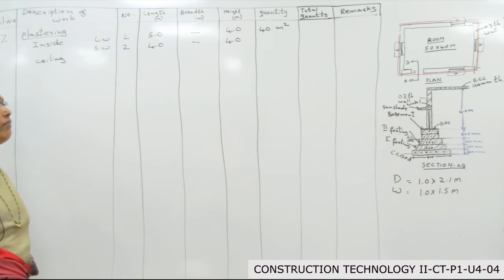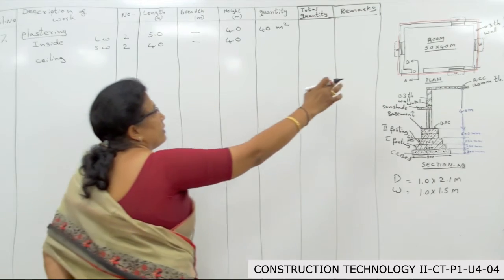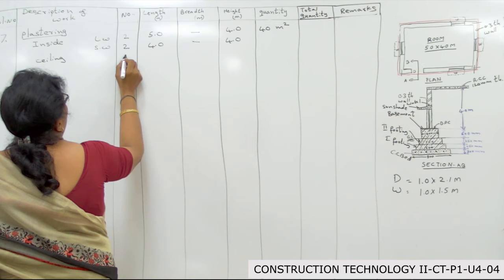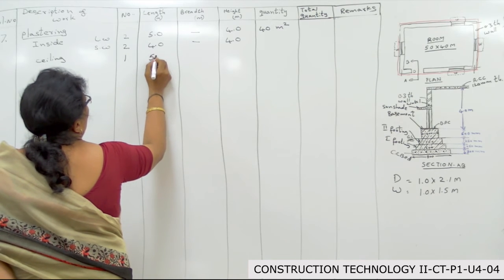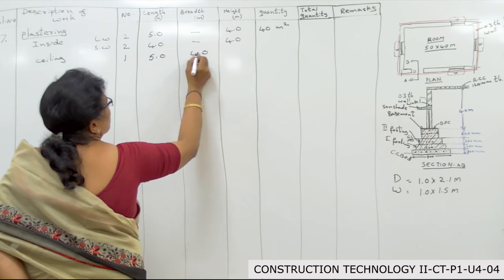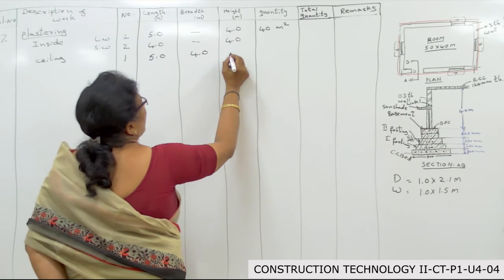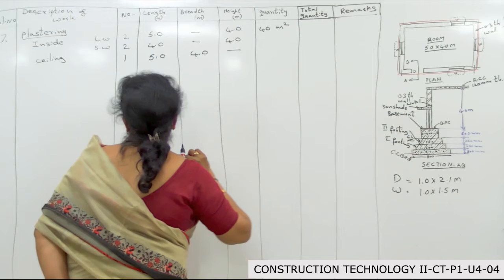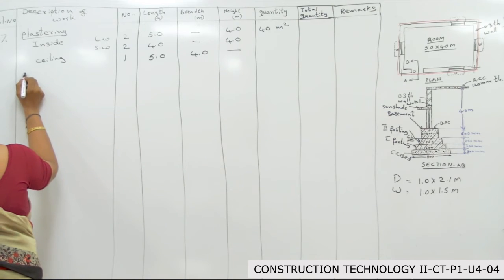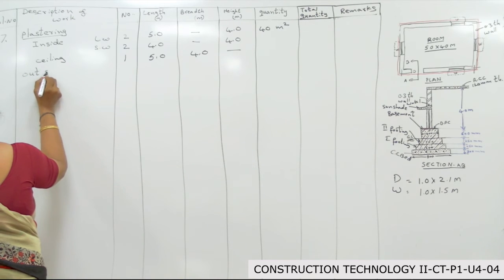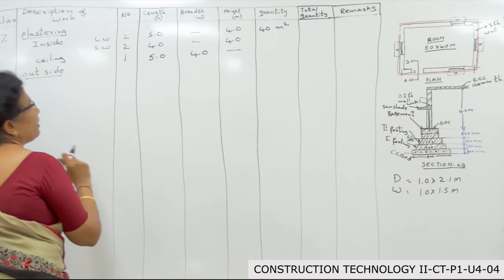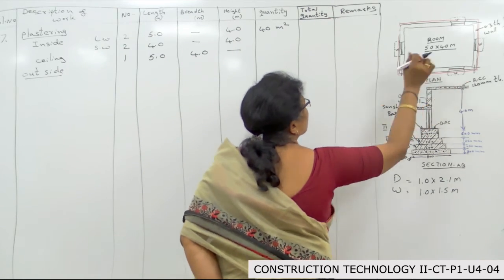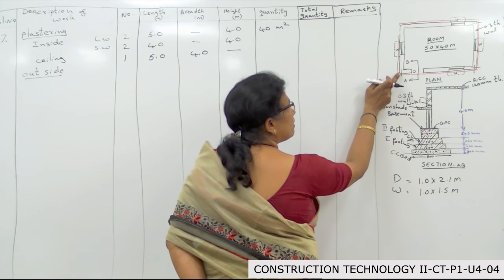Next is short wall. Length is 4.0, breadth dash, height is 4.0 meter, multiply everything. Then coming to ceiling. For ceiling, you will be having only length into breadth. That is, length is 5.0 and breadth is 4.0. Number 1, length 5.0, breadth 4.0. Here you won't have height. So, in the height column, you put a dash and multiply. Next, coming to outside plastering.